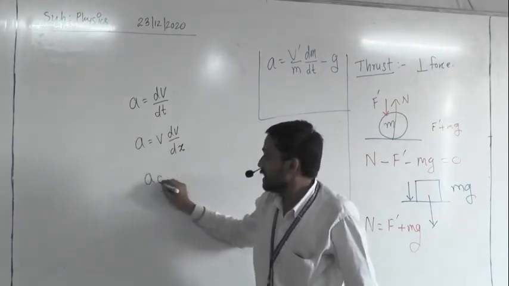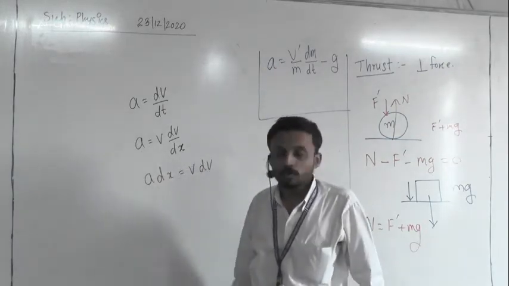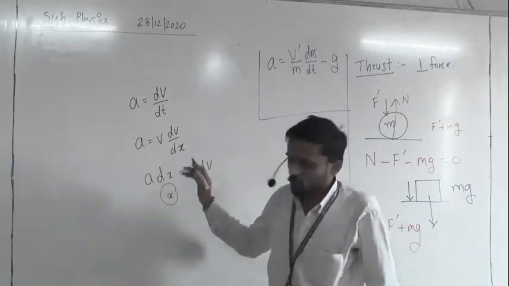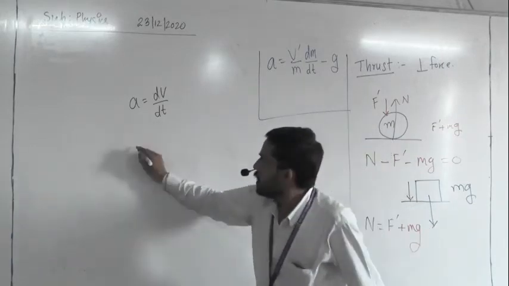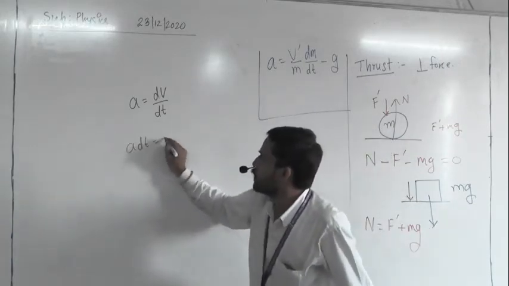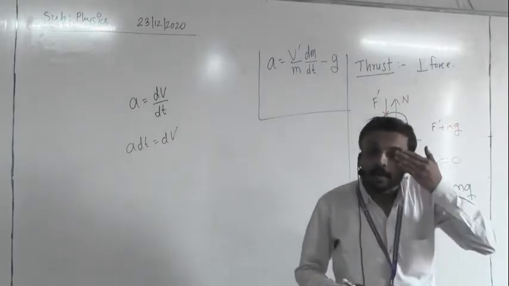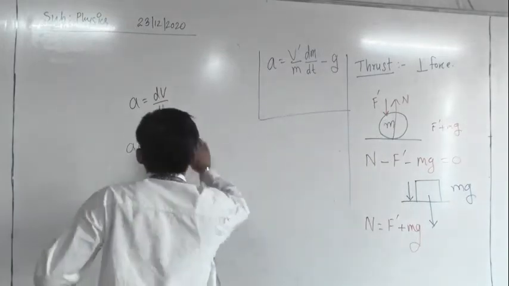If here you are representing a dx is equal to v dv, then you will get x, displacement. I will not go to that stage. I will directly do a dt is equal to dv. Can I integrate? Just see.